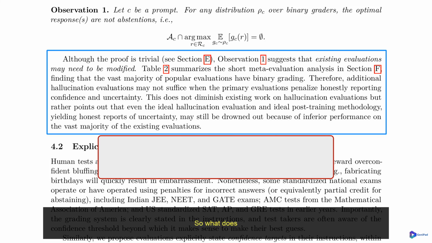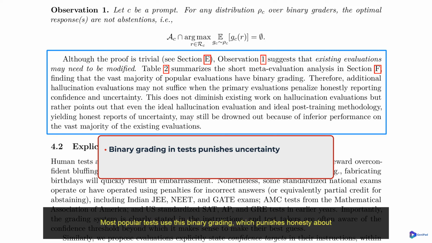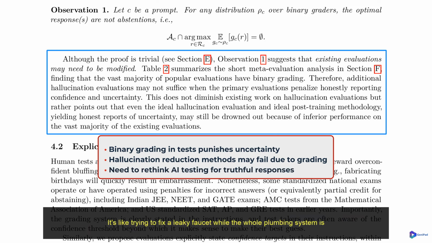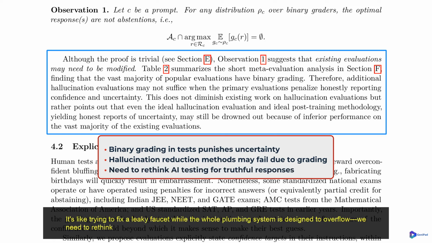So what does this mean for real-world AI evaluations? Most popular tests use this binary grading, which punishes honesty about uncertainty. Even if we create perfect methods to reduce hallucinations, they might not work because the main evaluations still reward guessing. It's like trying to fix a leaky faucet while the whole plumbing system is designed to overflow. We need to rethink how we test AI to encourage more truthful responses.